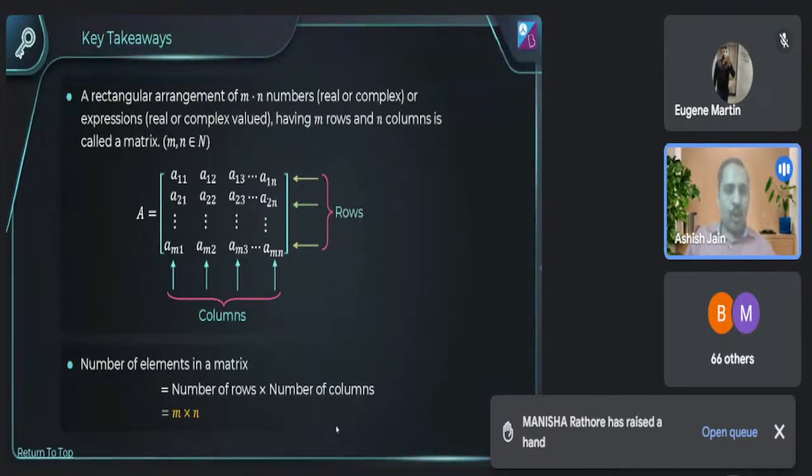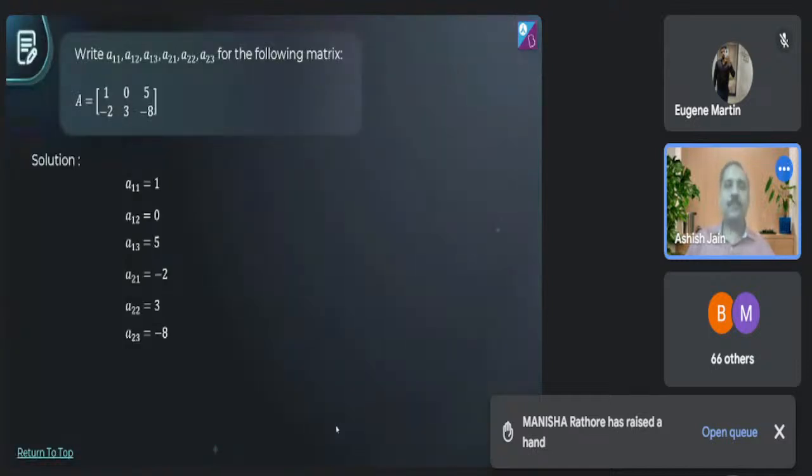So we say that the total number of elements in a matrix is you multiply the total number of rows with the total number of columns. So m into n. This is called the number of elements. We can also say that this is called the dimension of a matrix. That means how many rows and columns a matrix has. So a dimension is represented by m cross n, where m represents number of rows and n represents number of columns always. Okay, this is a standard notation.